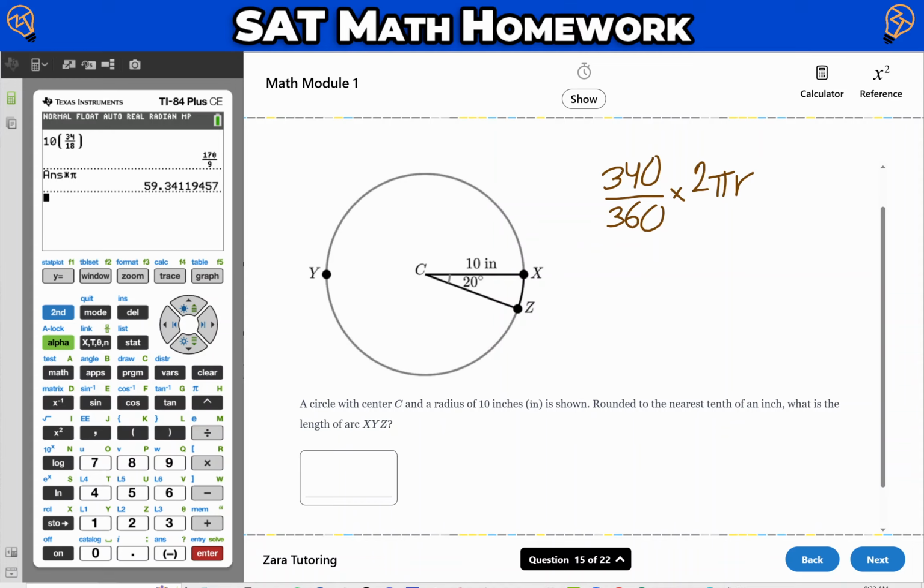And so if we go ahead and multiply this out, let's replace the r here with a 10. And I'm going to keep the pi just the way that it is. So let's go ahead and say if we put this in the calculator, 340 over 360 times 2 times 10. Hey, that should look familiar, right? So you can see you get the same answer eventually if you multiply by pi. But again, I'm a big fan of memorizing the formula as s equals r theta. But regardless, we get our answer is 59.3.